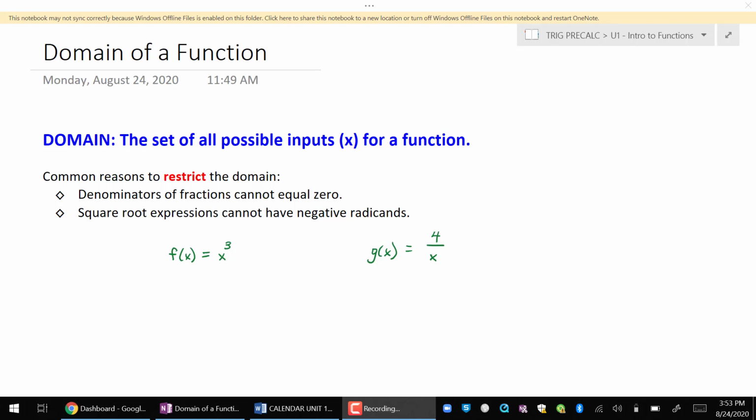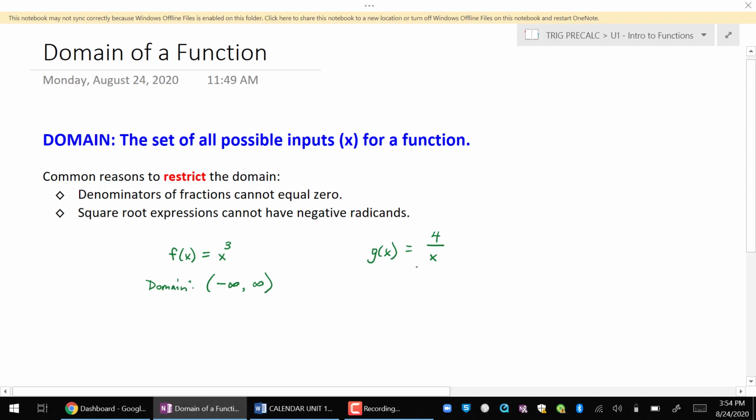This video lesson will help you find the domain of a function. Remember that the definition of domain is the set of all possible inputs for that function. Consider, for example, the function f of x equals x to the third. You can cube any number, including 0, so any number can go in there for x. So we say that the domain of this function would be all real numbers, and in interval notation, we would write that as negative infinity to infinity.